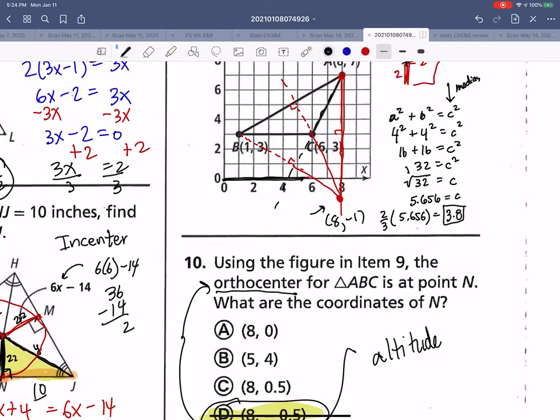So it looks like, let's just clean this up a little bit. It looks like just down a half of one. Let's line that up. That looks pretty accurate, right? That is my orthocenter. Nice work.